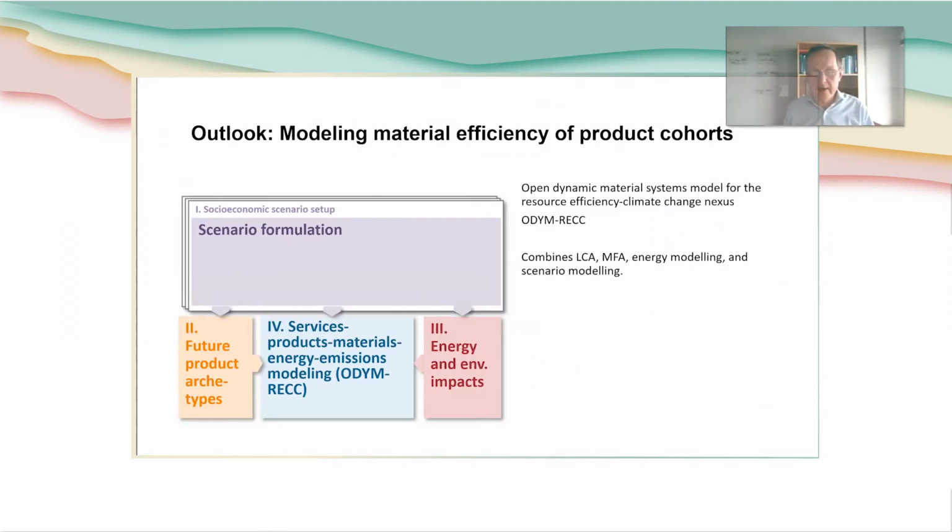And the way we have done that is by building a scenario model that creates scenarios over time that compare the use of materials to make these two products, buildings and cars. So there's a scenario formulation that drives the demand for a stock of products which provides the services. And the scenario also defines what the products look like through archetypes of products and influences the energy mix.